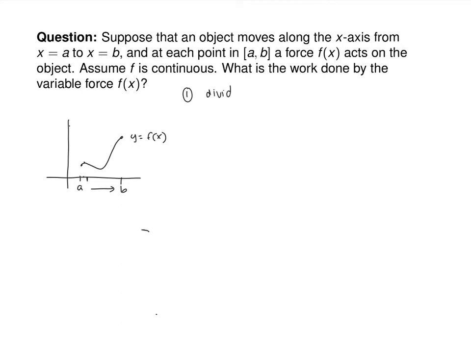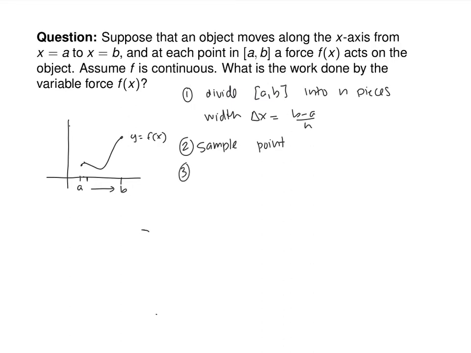The first thing you do is you divide ab into little subintervals, so into n pieces, and then we'll have width delta x equals b minus a over n. You pick a sample point, and the force at that point, we're going to call that sample point x sub i star. Samples always have stars. And the force will be f of x sub i star. Like, you plug that number into the function, it tells you what the force is. And so the work for an ith piece will be the force times the distance, which is delta x.